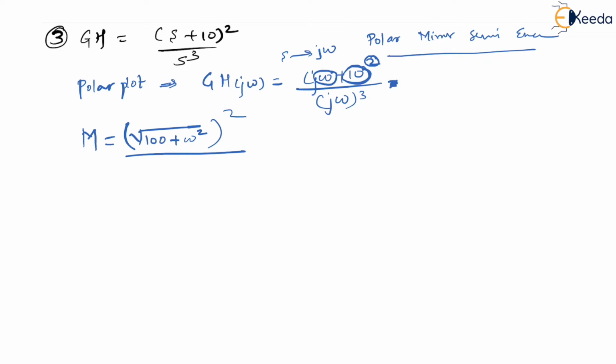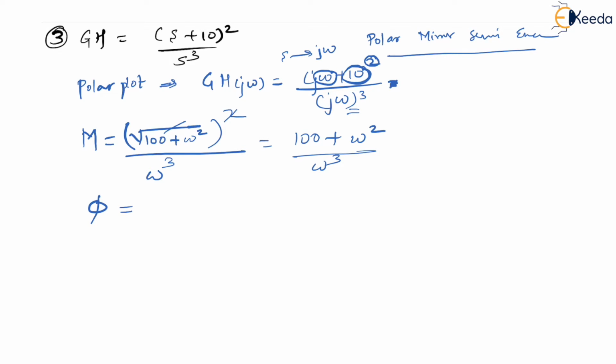Divided by what we have is omega cube. So here, how much is the magnitude for the denominator? It is going to be omega cube, right? So this becomes 100 plus omega square, because the square root and the square get cancelled, so you get 100 plus omega squared upon omega cube. Is that correct? Yes. Now if you think of the phase angle phi, how much is phi?